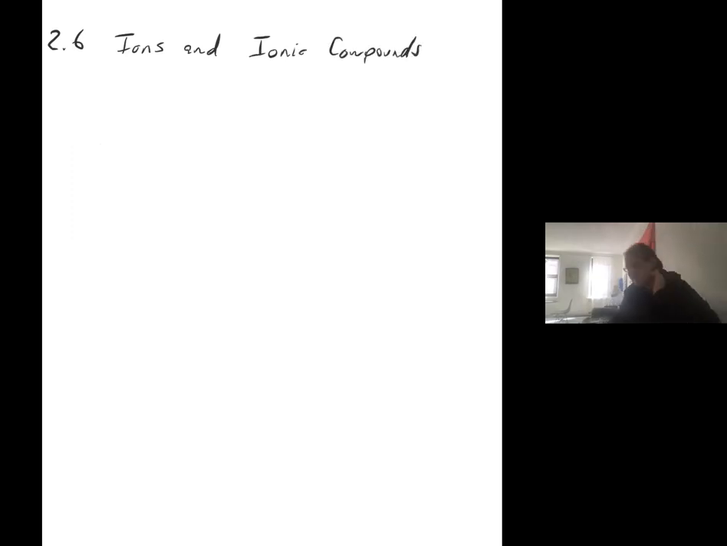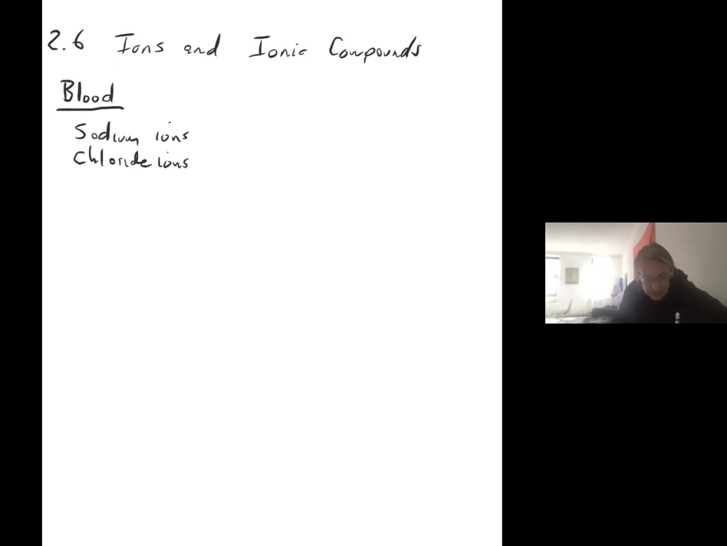Okay, so in our bodies, we have ions. We are not just molecules, we're not just compounds, we're actually ions. So for example, in blood, we have sodium ions. We have chloride ions. We have calcium ions. We have magnesium ions. We have potassium ions.